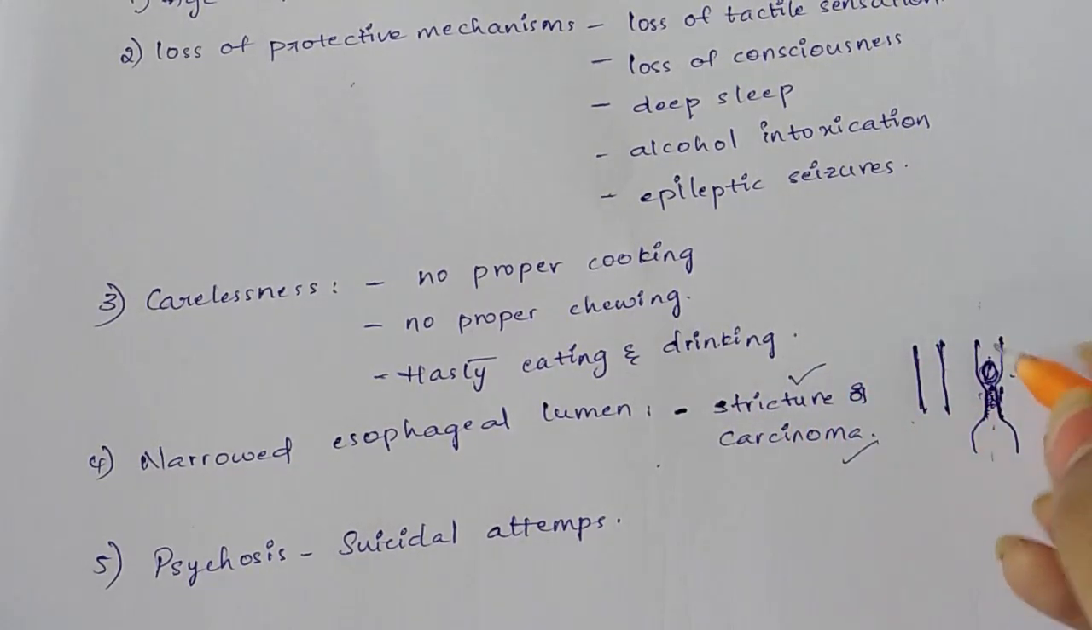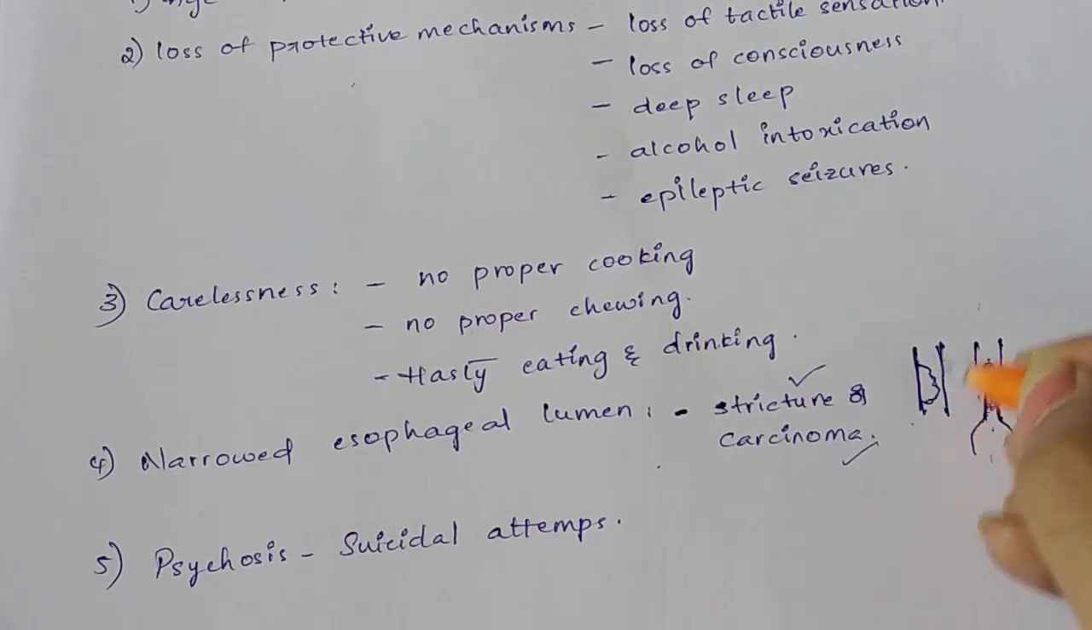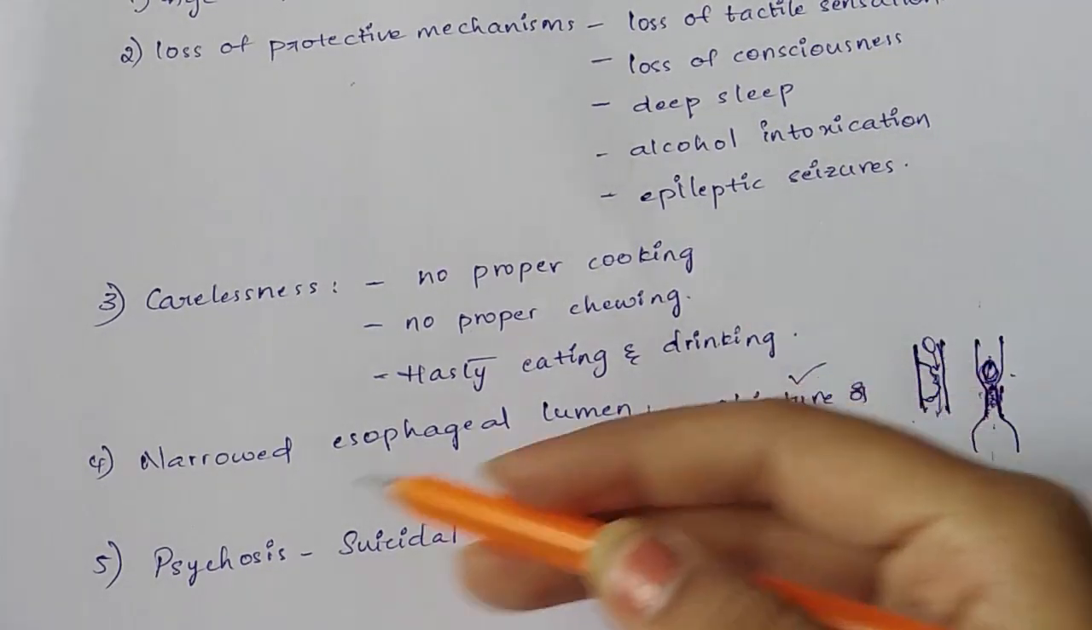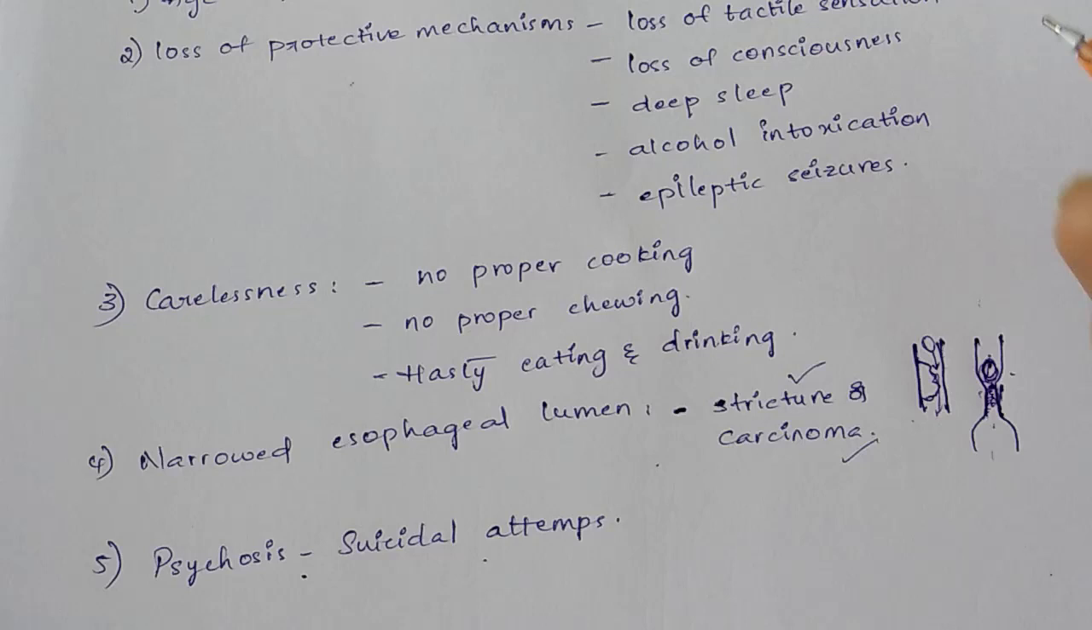In carcinoma also the same thing occurs. There will be a narrowed lumen due to the carcinoma. This is carcinoma, and when a foreign body is swallowed, it cannot pass through this and gets stuck here. That is seen in carcinoma. In psychosis or suicidal attempts, several foreign bodies get swallowed. They tend to swallow several foreign bodies and they get stuck in the esophagus or somewhere in between.